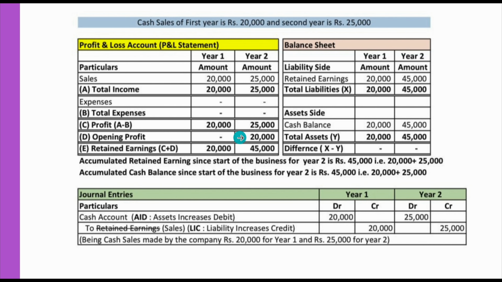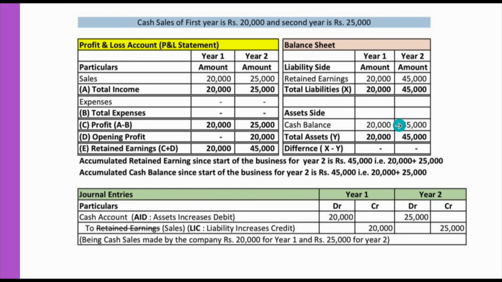Now opening profit, that is profit of the first year, we will write here. You can carry this 20,000 here. And thus retained earning, that is accumulated profit since start of the business, that is year 1 plus year 2, is 45,000. Now this 45,000 appears on balance sheet liability side under the heading retained earning. So total liability side of second year is 45,000.